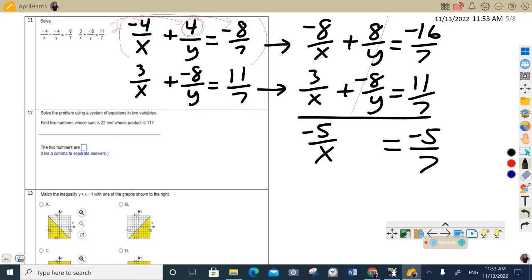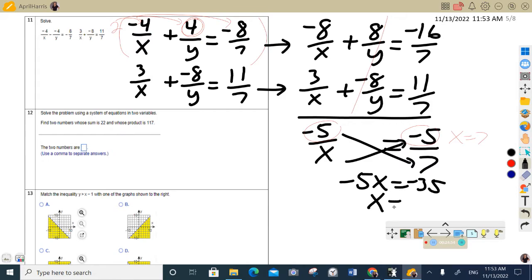I noticed right off that negative 5 is equal to negative 5, so then x must be 7. Okay, that's going to be one of my solutions. You could cross multiply and say, all right, x times negative 5 is negative 5x. Negative 5 times 7 is negative 35. And then divide both sides by negative 5, and you would get positive 7, which is what we already concluded. So once you know x, how do you find y?